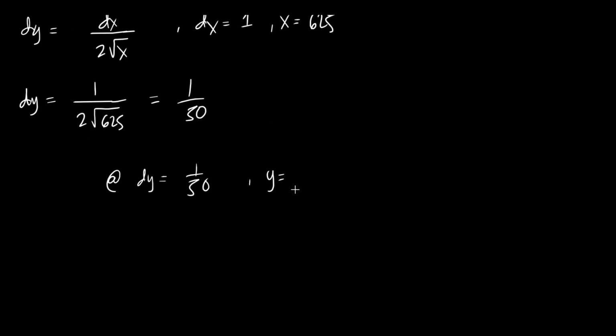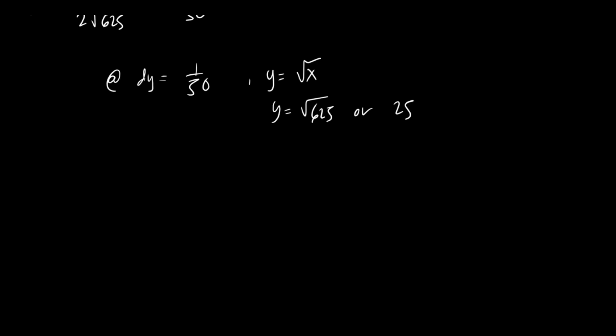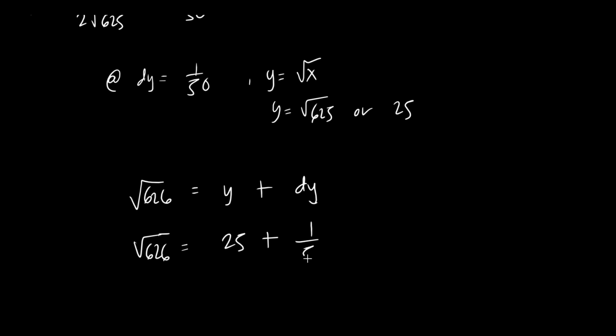and what is y? Y is equal to square root of x, so y is equal to square root of 625, or 25. So we are now ready to find this equation. We have square root of 626 is equal to y plus dy, which is 25 plus dy equal to 1 over 50.